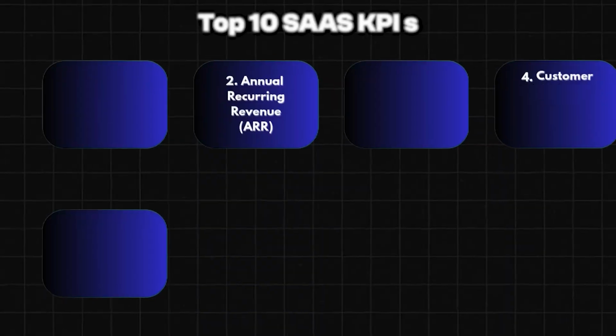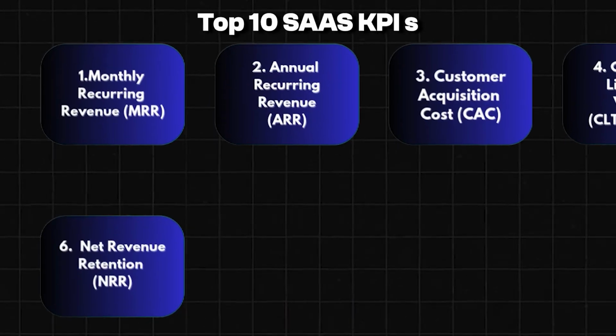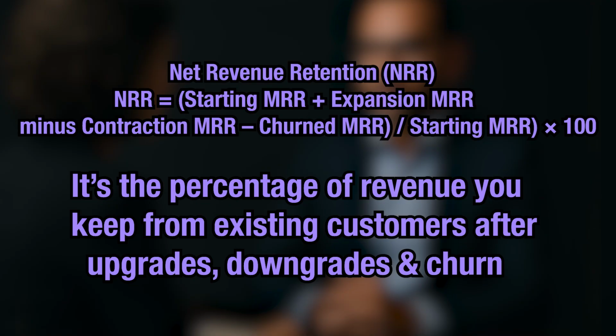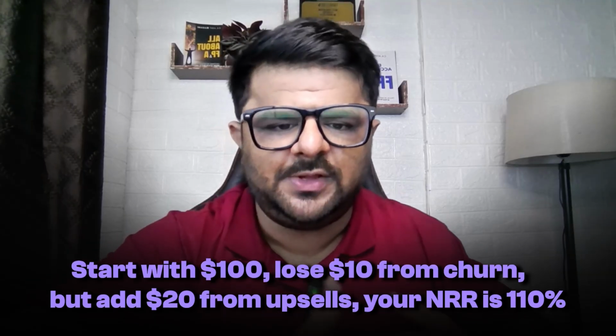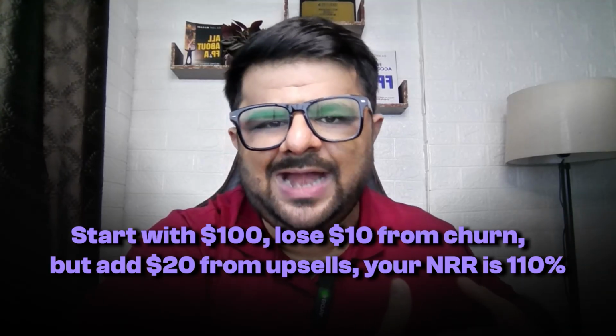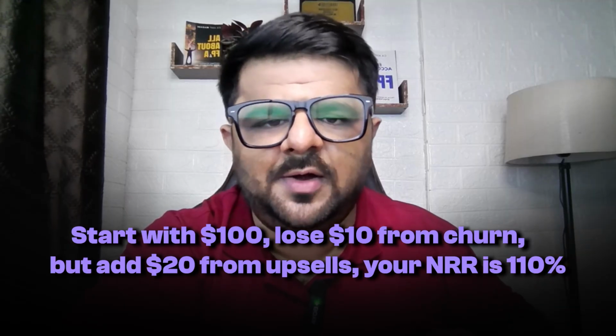Now, churn shows the losses, but what if your existing customers spend more over a period of time? Let's talk about our SaaS business KPI number six, which is net revenue retention, also known as NRR. This KPI shows if your existing customer base is growing in value or shrinking. In simple words, it is the percentage of revenue you keep from existing customers after upgrades, downgrades, and churn. For example, if you start with $100 and lose $10 from churn, but you are able to add $20 from upsells, then your net revenue retention is 110%.